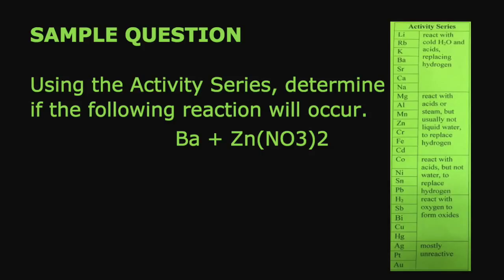This is a sample question you might see on a worksheet or a test. Will a reaction occur between barium and zinc nitrate? Use the activity series to determine the answer. So, by looking at the activity series, we can see that barium is higher than zinc, which means it is more reactive. So that means in this single replacement reaction, barium will replace zinc to form the product barium nitrate.